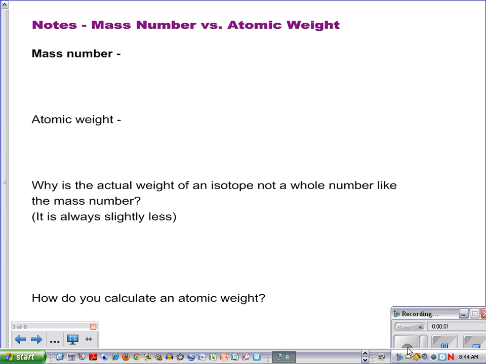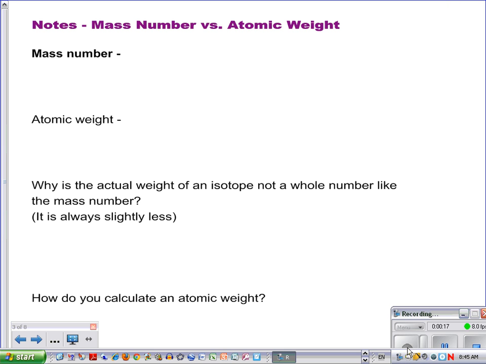Welcome. Today what we're going to do is talk about the difference between mass number and atomic mass, or atomic weight. Those are the same things. And we're going to go ahead and do some calculations. So to make sure that we're all on the same page, let's remind ourselves of some definitions.